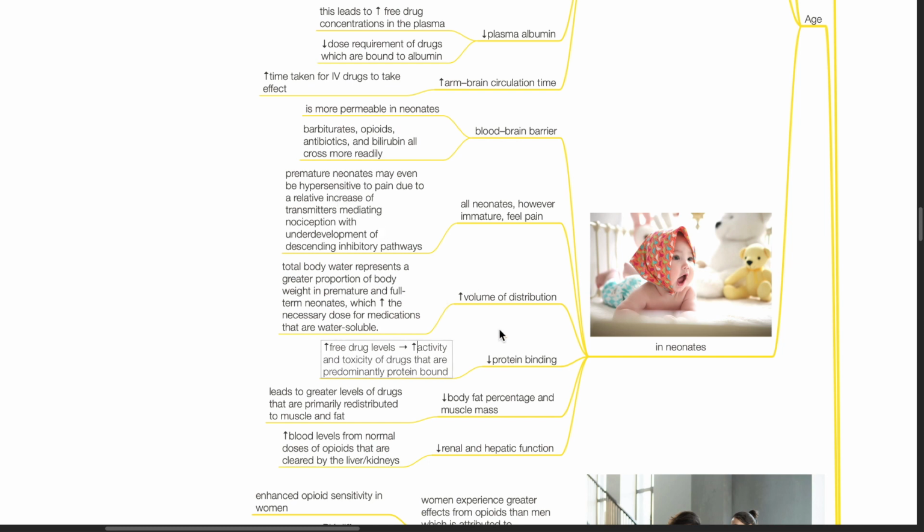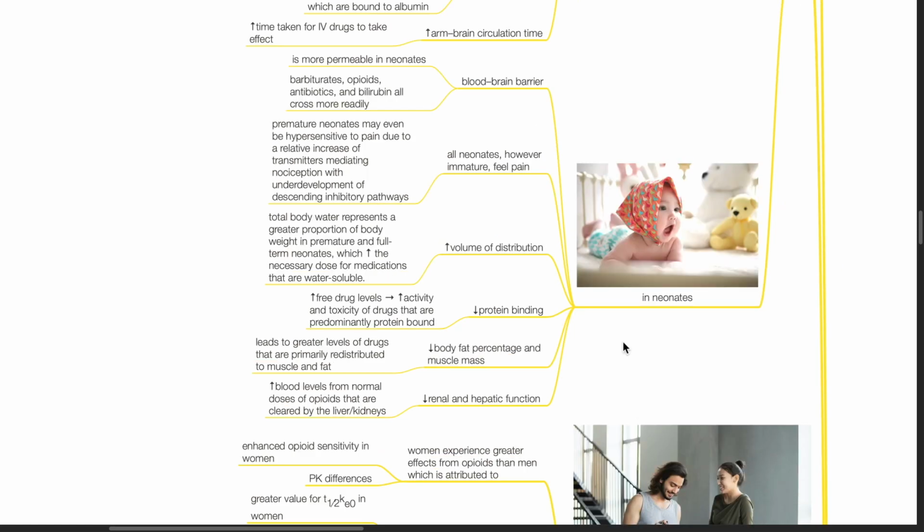There is reduced protein binding, and this results in increased free drug levels and increased activity and toxicity of drugs that are predominantly protein-bound. There is reduced body fat percentage and muscle mass. This leads to greater levels of drugs that are primarily redistributed to muscle and fat. There is reduced renal and hepatic function. This increases blood levels from normal doses of opioids that are cleared by the liver or kidneys.